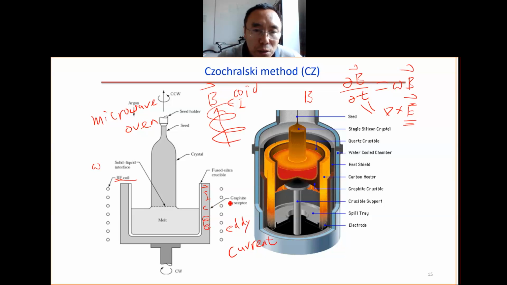So we have the current. This one connects the graphite conductor. So we have the current, and when we have the current, we have the heating. So we have the heating, I R squared Joule heating. So that's how we heat up this silicon by this RF coil.